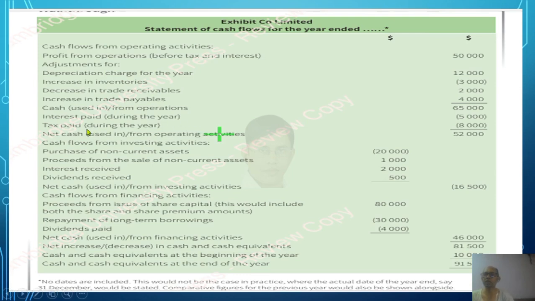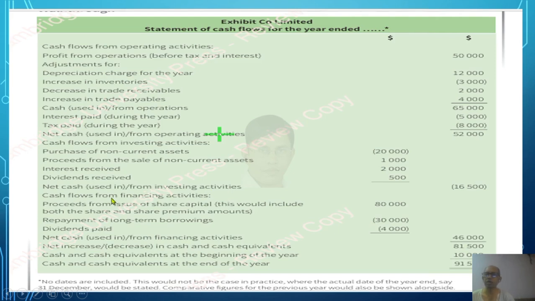Interest paid during the year and tax paid during the year will give net cash from operating activities. Cash flow from investing activities. This is the second part. So purchase of non-current assets, profit from sale of non-current assets, interest received, dividend received. All these have a link with investing activities, that's why they are coming here. Then the next will give net cash used in or from investing activities.